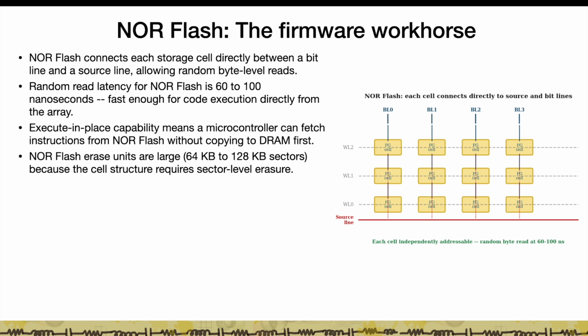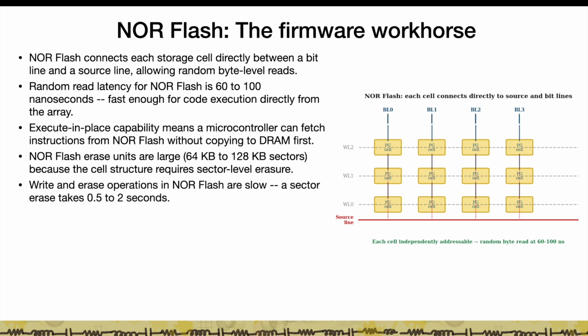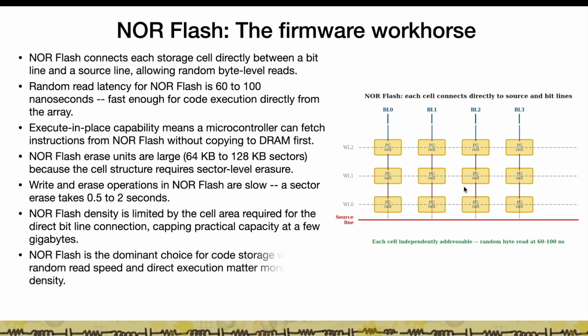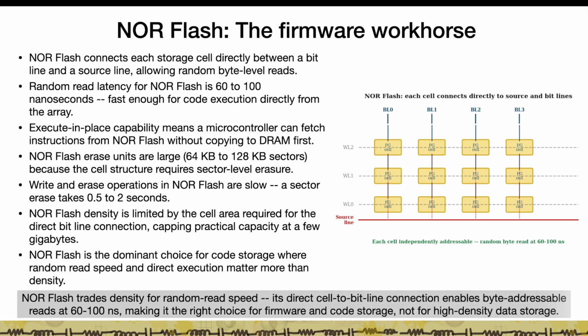Random read latency for NOR flash is 60 to 100 nanoseconds, slow compared to the SRAM but fast enough for direct code execution. The downside is visible in the diagram. Every cell takes its own area for the bit line contact and source connection. That area overhead limits the density NOR can achieve. In practice, NOR flash capacity tops out at a few gigabytes. That's fine for firmware, which is typically a few megabytes at most. It's completely insufficient for storing photos, music, or operating system files.